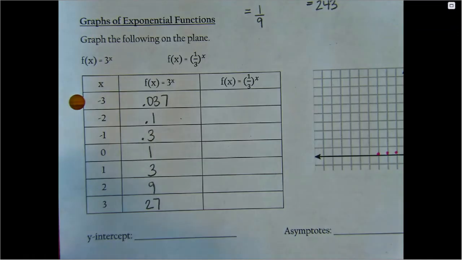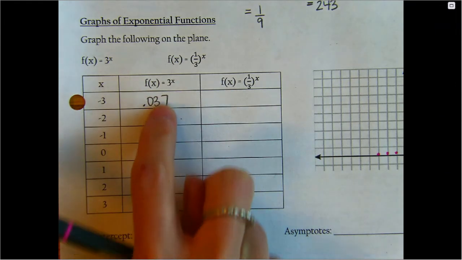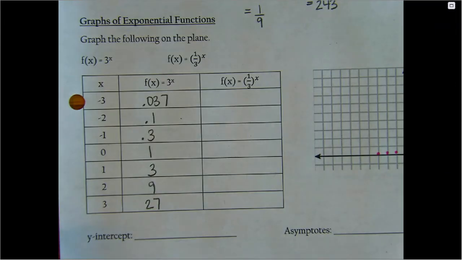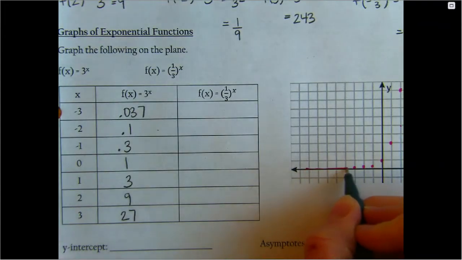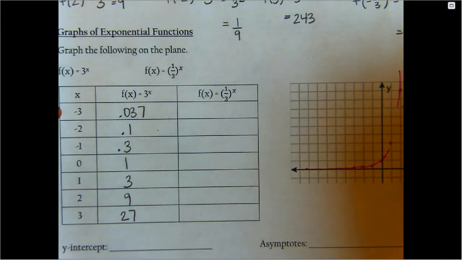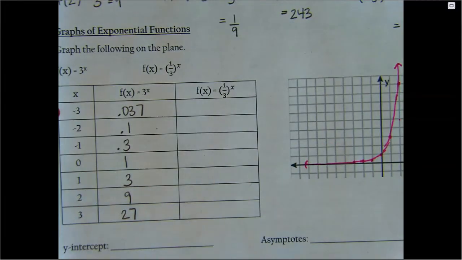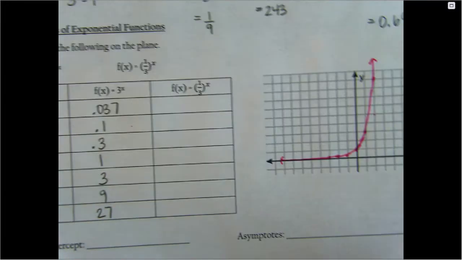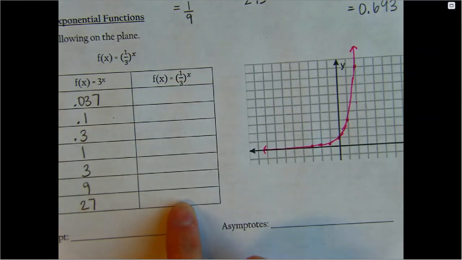are getting more and more negative, my output, my y value, is never going to become negative. It's just going to have a smaller and smaller denominator. So my function, when I draw it, is really just going to barely touch, not even really touch, the x-axis. We'll talk about that asymptote in a second. And then I kind of take off right there. Okay. All right. So now let's look at this next one.